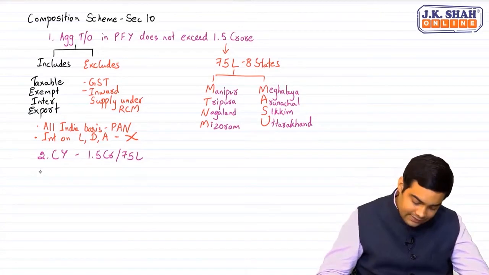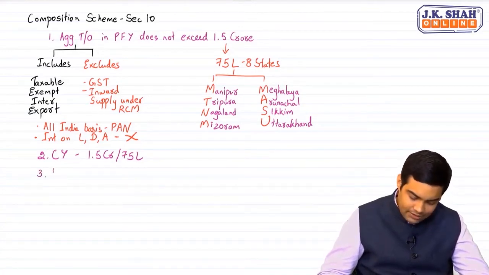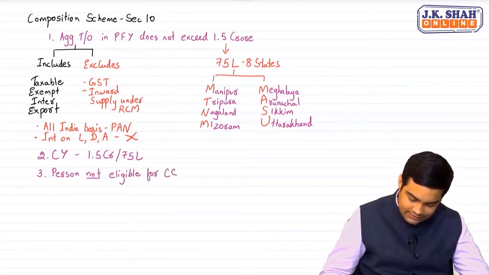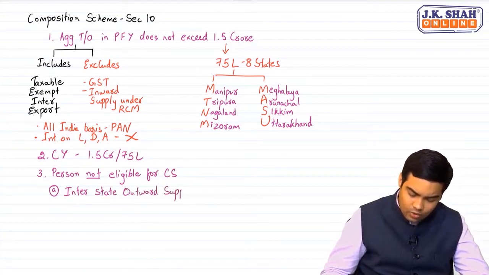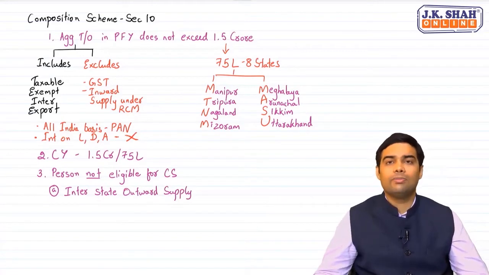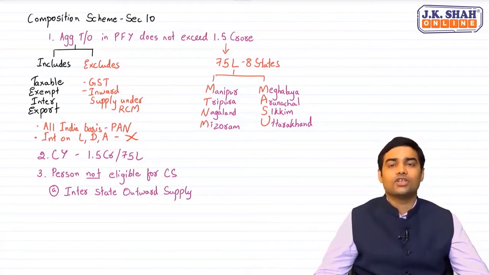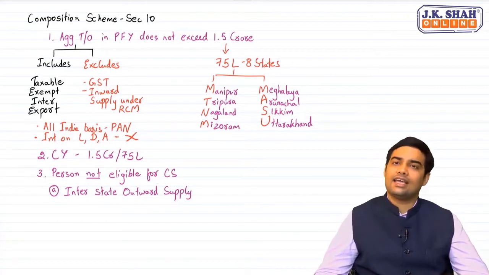Okay. The third important point is persons not eligible for this scheme. Now, who is not eligible for composition scheme? See this carefully. The first person is any person who has an interstate outward supply of goods or services. So, if he is supplying outside the state, then he will not be eligible for composition scheme. So, if I am supplying outside the state, I cannot take composition scheme.